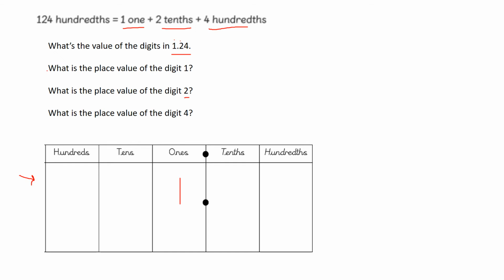What is the place value of the digit 2? We know that that is 2 tenths. And lastly, what is the place value of digit 4? We know that that is 4 hundredths. So altogether, 124 hundredths would be written as 1.24 as a decimal.